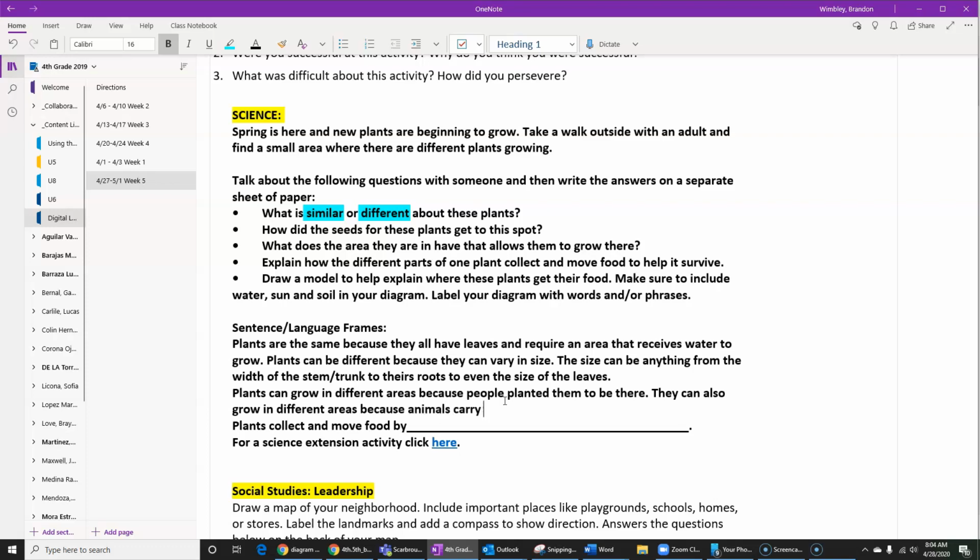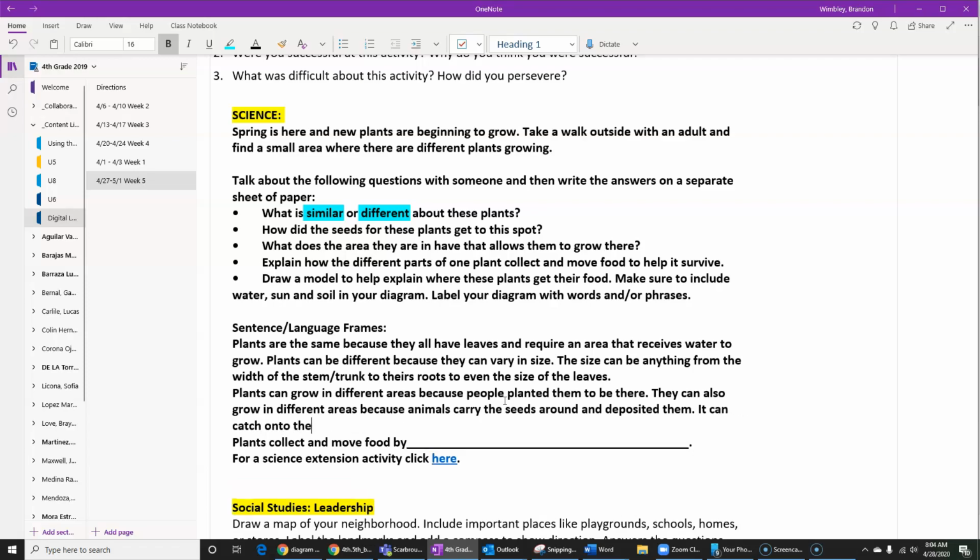Because animals carry the seeds around and deposit them. Now it could just be it catches onto their fur and it falls off. It could even be that they eat them and then they go to the bathroom and that seed deposit. Okay, so now we have how the seeds get to that spot is done.